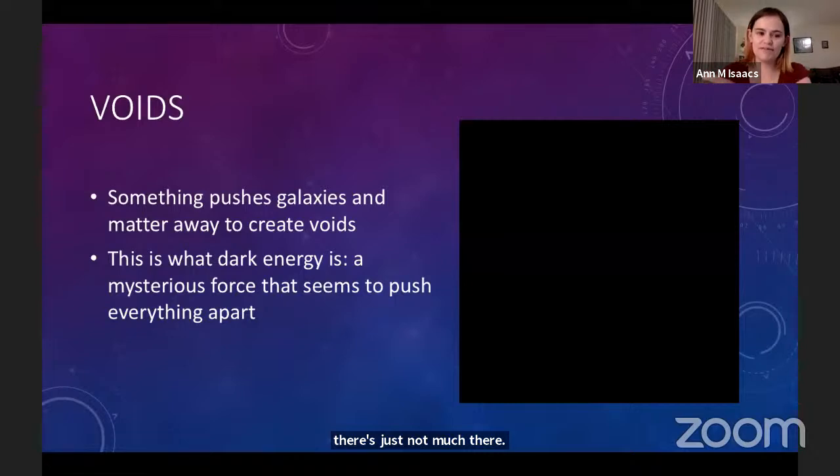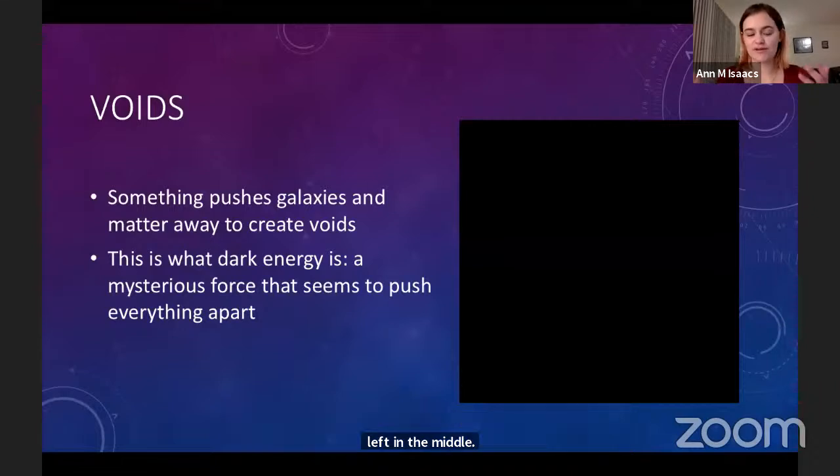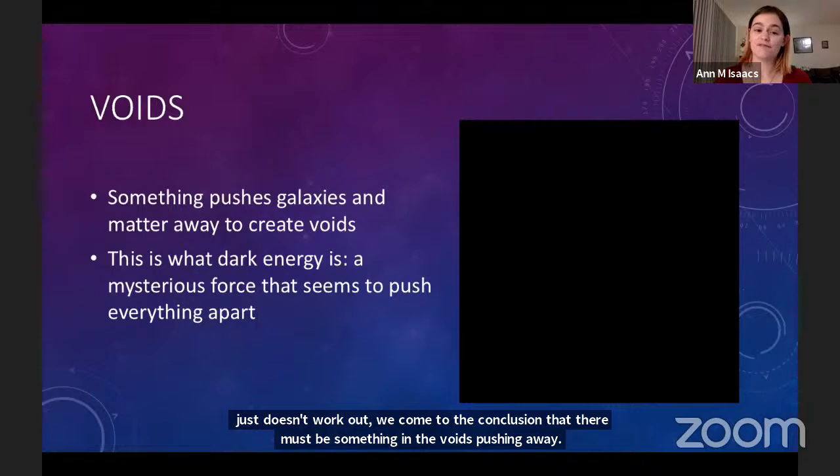It's not just that gravity is drawing things together, it's that something in the voids is actively pushing things away. And that's what we call dark energy, a mysterious force that seems to push everything apart. Dark energy is called dark energy because we have no idea what it is. It makes up about 70% of the universe as far as we understand it, and it is just pushing everything apart.